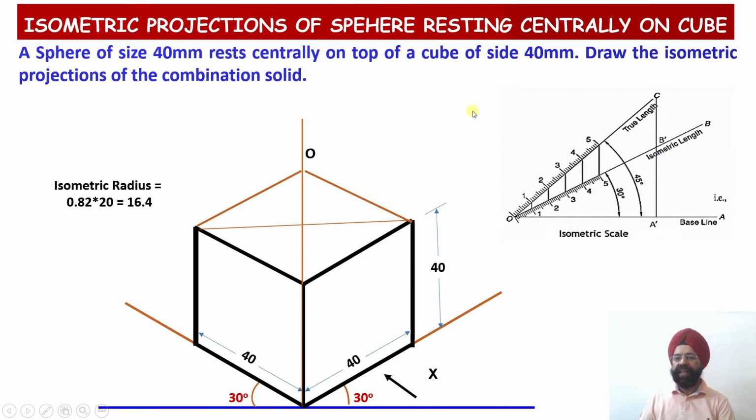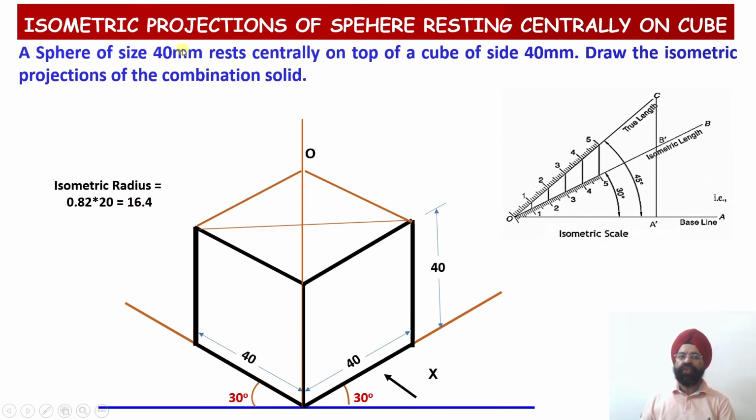And how much is the radius? Radius is equal to 20 millimeter. Now I'll mark 20 millimeter as a linear distance over here. Just see, I'll be marking 20 millimeter on the true length and transfer it onto the isometric length. This will be my isometric radius, and this value will be 16.4 millimeter. So 82% of 20 millimeter will be 16.4 millimeter.